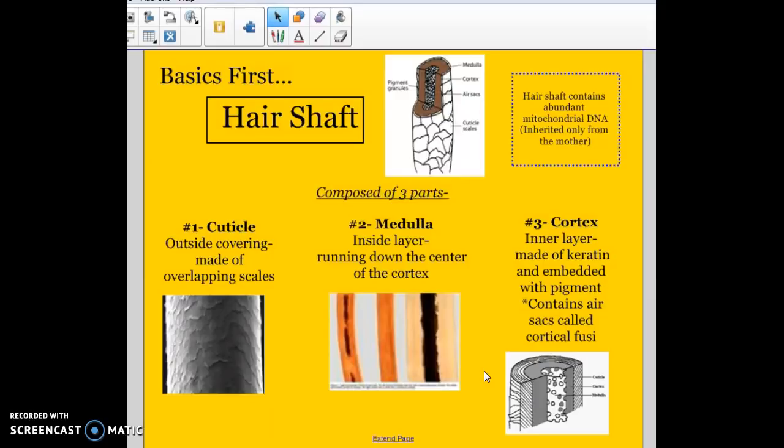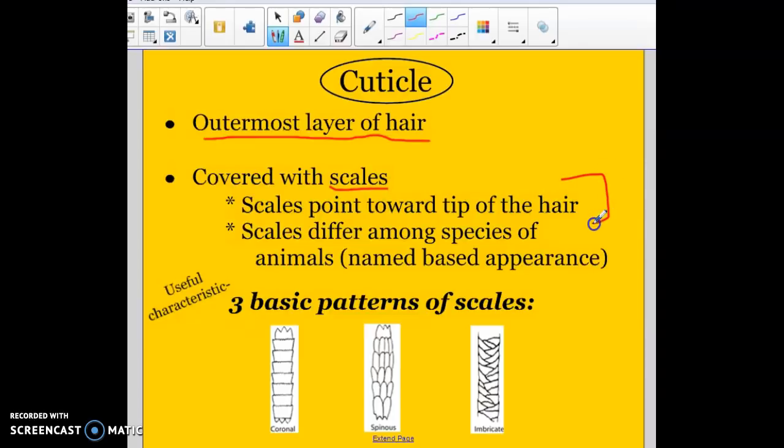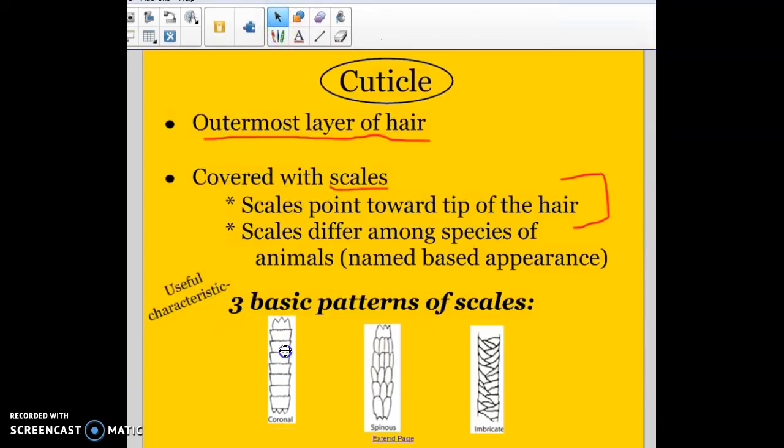Those are the 3 parts of hair. Okay, so your cuticle, your medulla, and your cortex. So let's take a look at each one a little bit more in depth. So the cuticle is first. Your cuticle, like we said, is the outermost layer of your hair, so it's the very outside edge. It's covered with scales. The scales always point towards the tip of the hair, and there's 3 basic patterns: coronal, spinous, and imbricate, and you're going to want to jot those down in your notes.